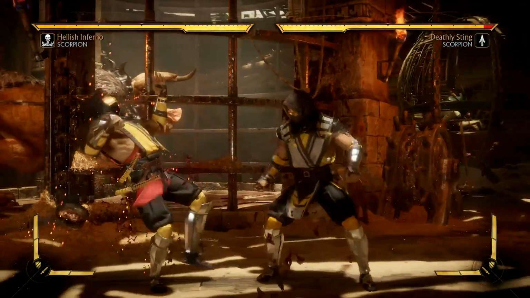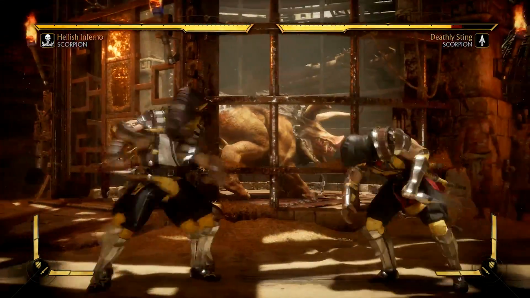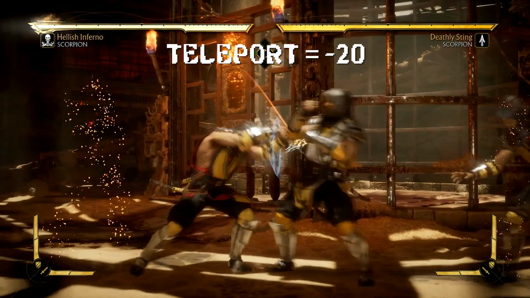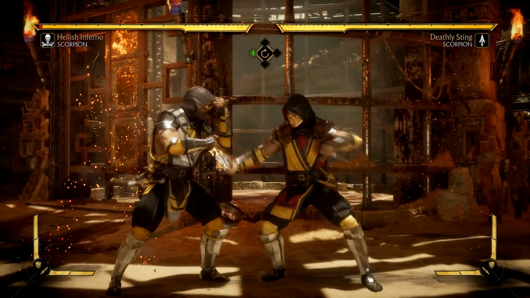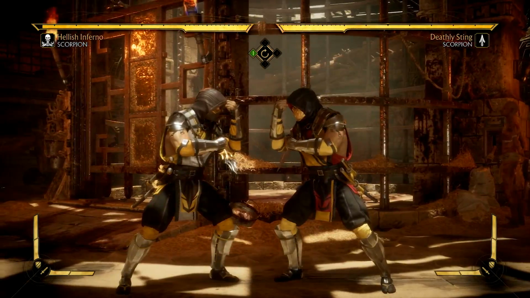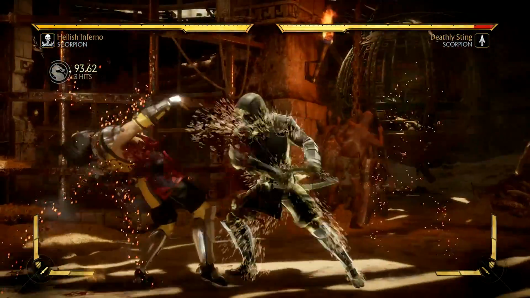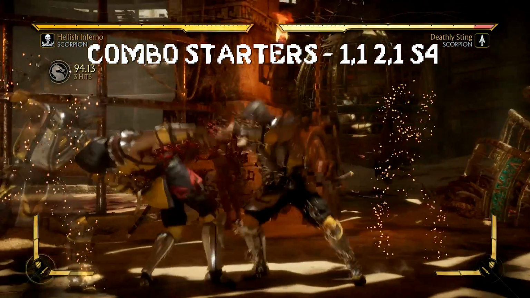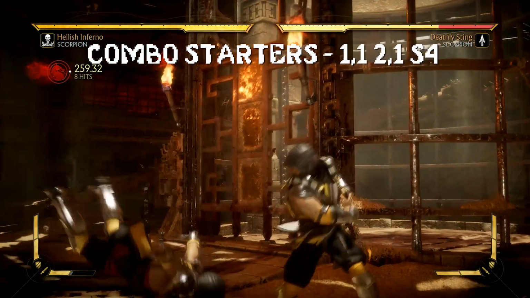Let's use Scorpion's teleport as an example. It's always been one of his most classic moves that players like to use on block. Teleport is -20 on block. It's actually very unsafe for one simple reason. Looking at punishes for moves is often started by exploring the attacks that you already use for combos. As a Scorpion player, we can start combos off standing 4, 1-1 or 2-1. All of these can cancel into teleport or spear.